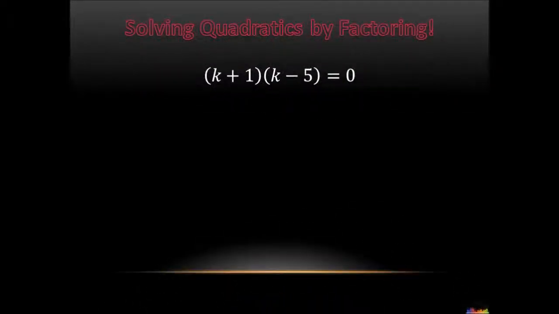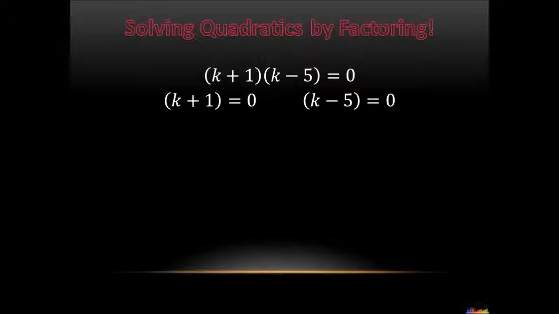Solving quadratic functions by factoring. In this first one, our quadratic function is already factored out. So when we solve quadratic functions by factoring, we factor it out and set each factor equal to 0. So we have k plus 1 equals 0 and k minus 5 equals 0.